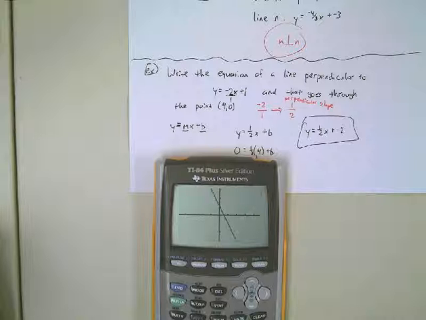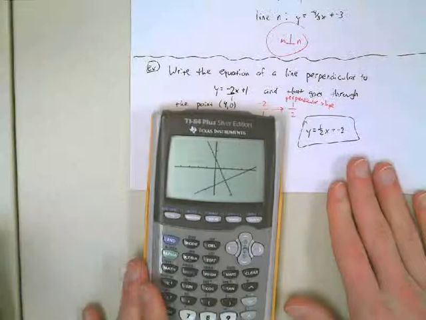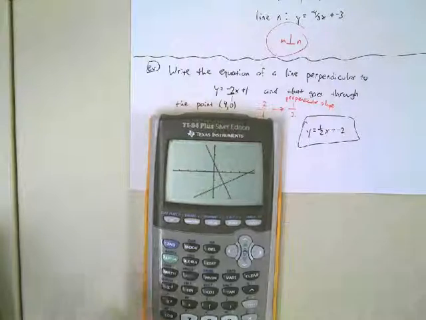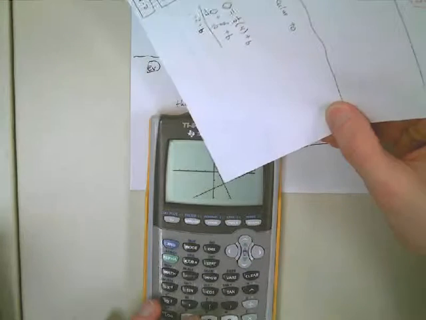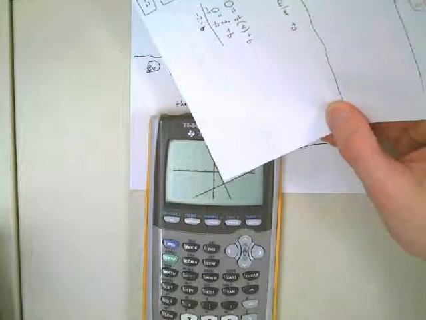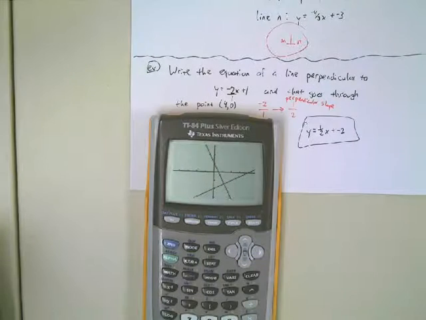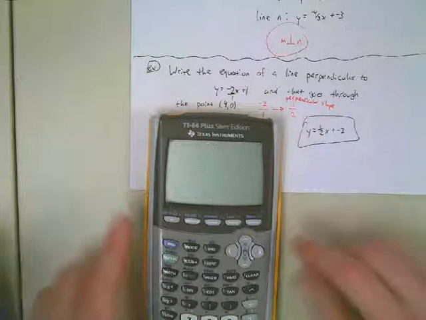Okay, and don't they look like they make a right angle there? Let me see, I'll get a piece of paper, I'll put my little corner in there, and sure enough, it's a right angle. Okay, so they are perpendicular. All right, questions on any of that?